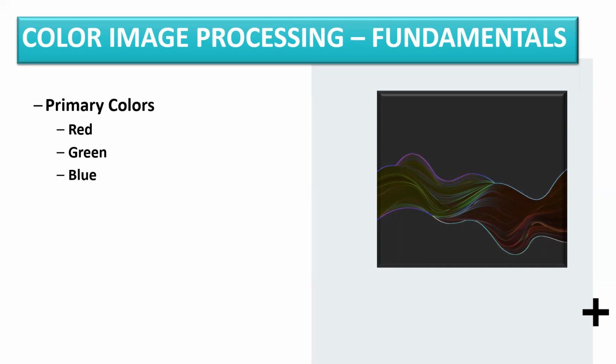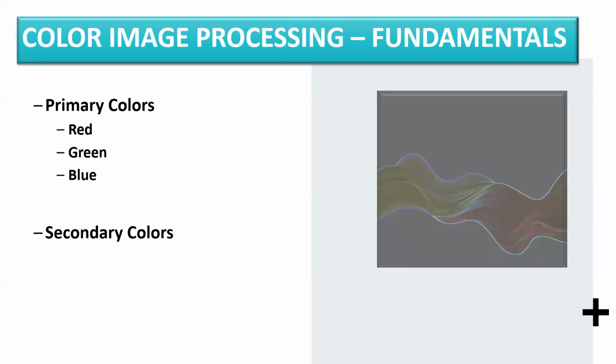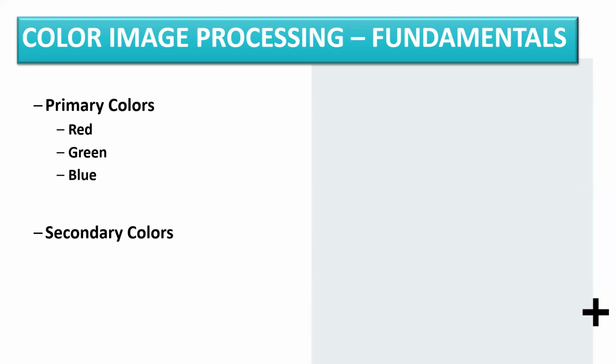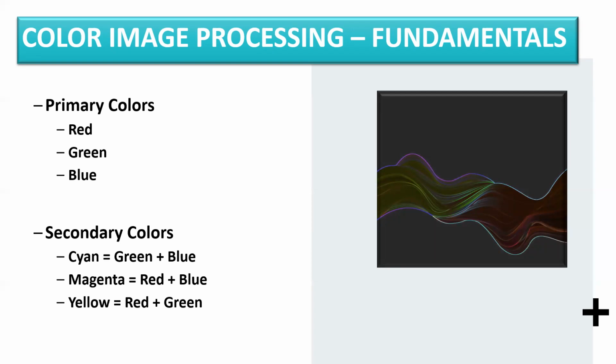Next, coming from primary to secondary colors. In the secondary colors, we discuss how the primary colors combine to give us the secondary colors. Let's take the very first one, cyan. It is identified by the combination of green plus blue, whereas magenta is red plus blue, whereas the secondary color yellow is identified by red plus green. That's why the secondary colors are called cyan, magenta, and yellow.